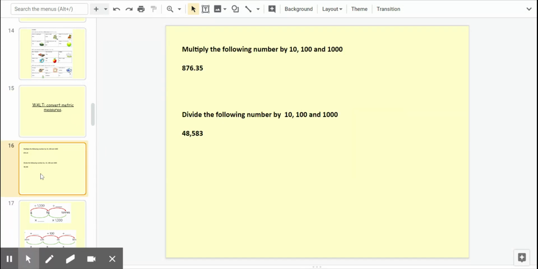As always, we're going to start off with a SATs question. So we're going to multiply and divide two numbers by 10, 100 and 1,000. So in your books, do that. Pause the video, otherwise I'll keep chuntering on and you won't get a chance to do the work.